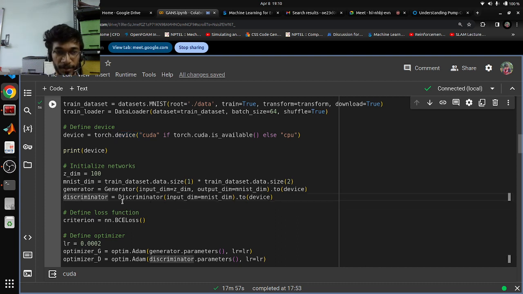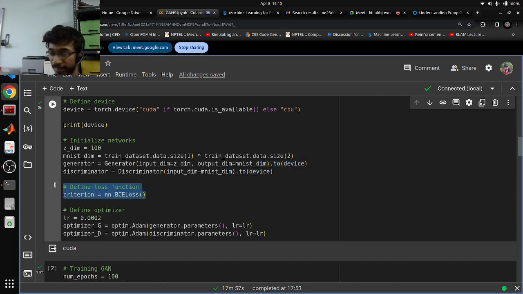Then the discriminator part, the same thing. The discriminator needs to give out 0 or 1, I mean the probability of the image being real or fake, and its input is the image that is generated by your generator. So the output of the generator is this 28 cross 28 image, and that is going as the input for your discriminator, and we are loading that also to our GPU.